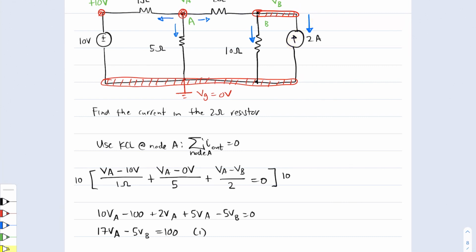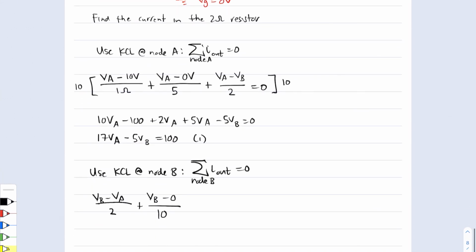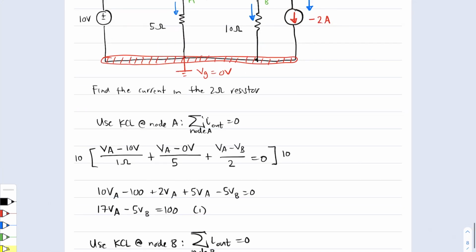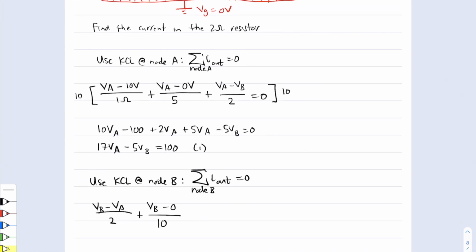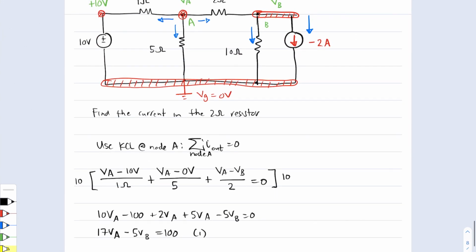Now, one of the things that you can do is I can reverse the direction of this current, but in reversing the direction of that current, I also have to change the sign on the current. So we had 2 amps going into that node. That is equivalent to minus 2 amps going out. So in KCL, we have minus 2 amps. Those are all the elements at that node. That must add up to 0 like so.